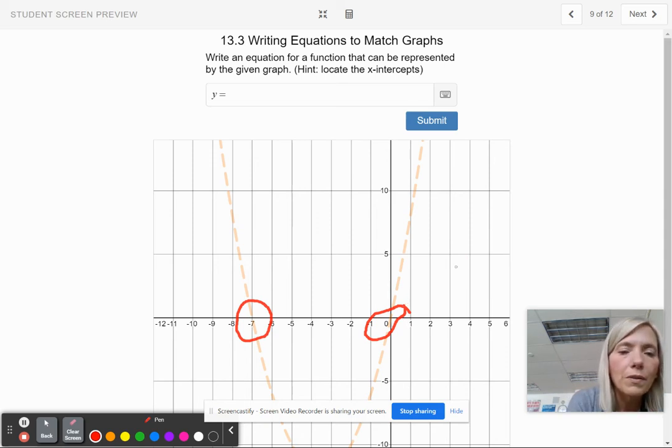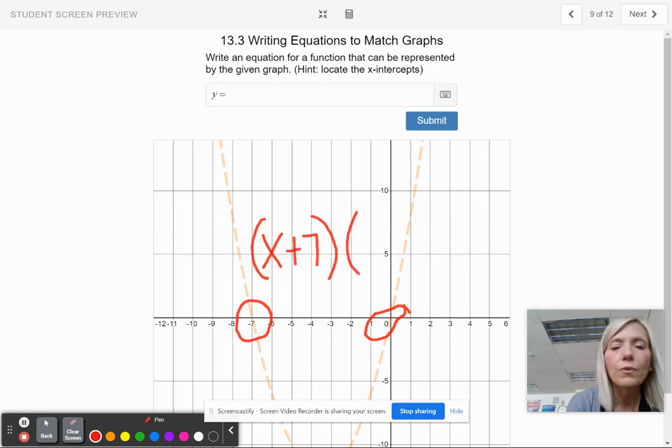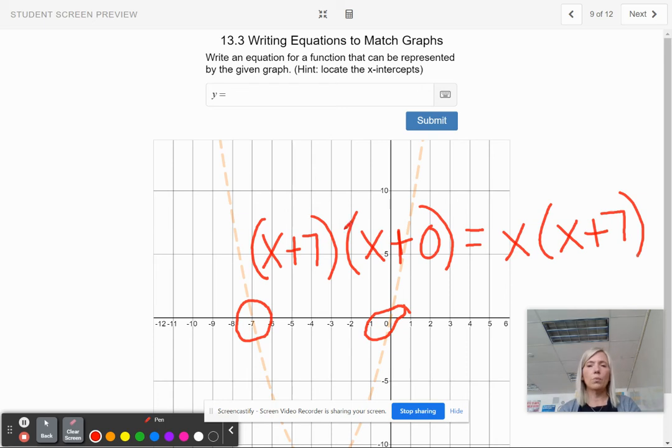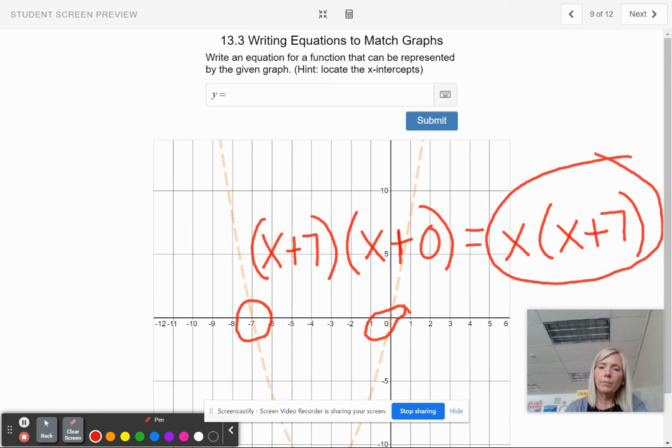So again, opposite signs. So I could say x plus 7 for the x-intercept at -7. And then for the x-intercept at 0, I could say x plus 0. But normally we just say x. So I would write the equation like this. Typically, x would come first and then x plus 7. But you could have the x at the end as well. But this is how we typically would write this.